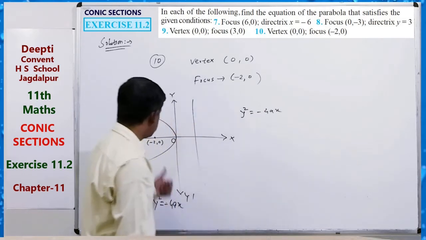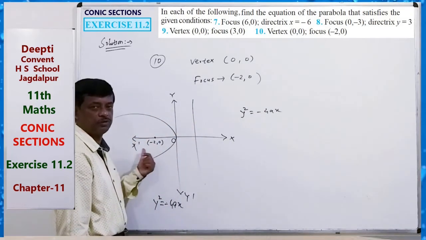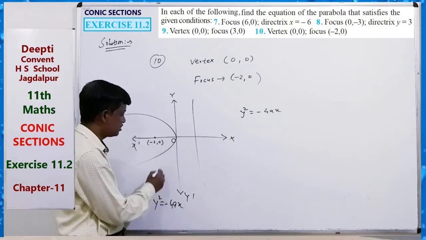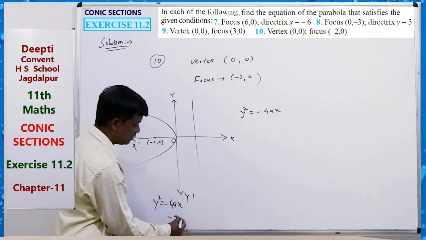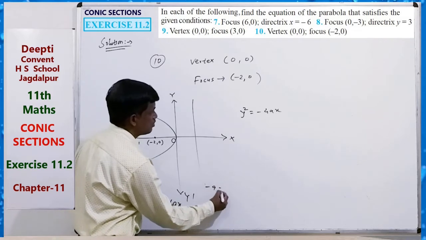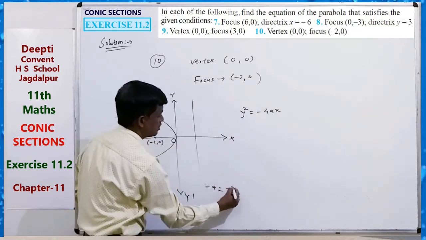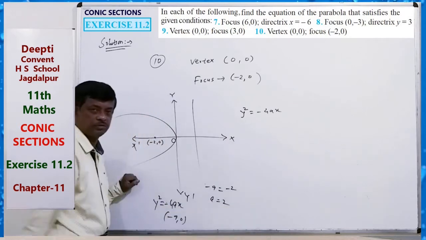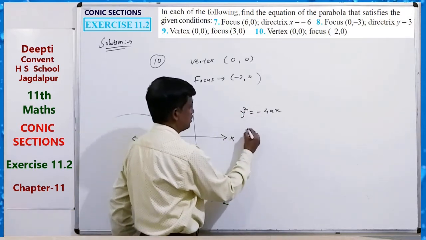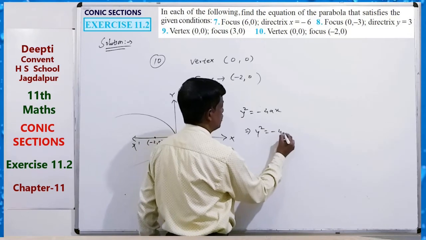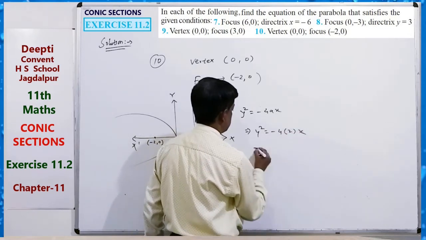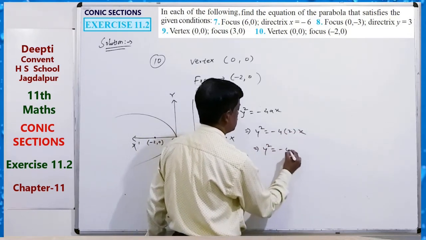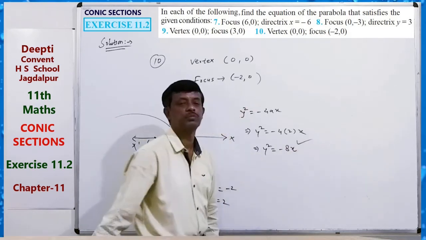And here for this format we know the focus is (-a, 0). So minus a equals what? Minus 2. So a equals 2. Just put here y square equals minus 4 into 2 into x. Y square equals minus 8x. So this is the equation of the parabola.